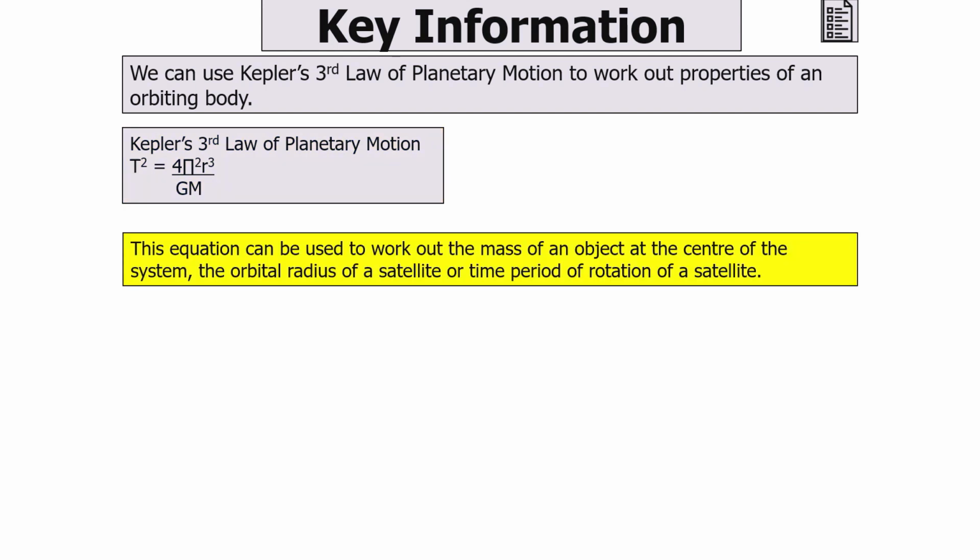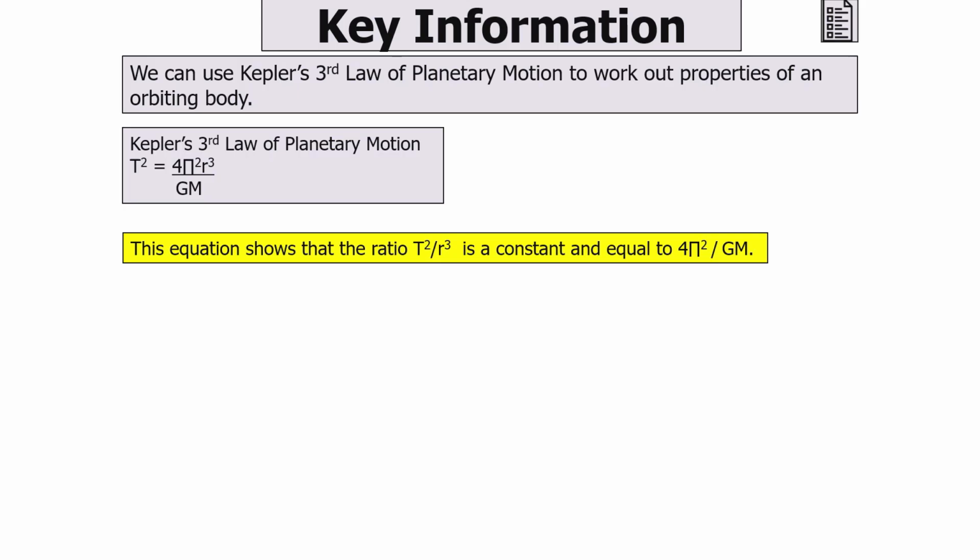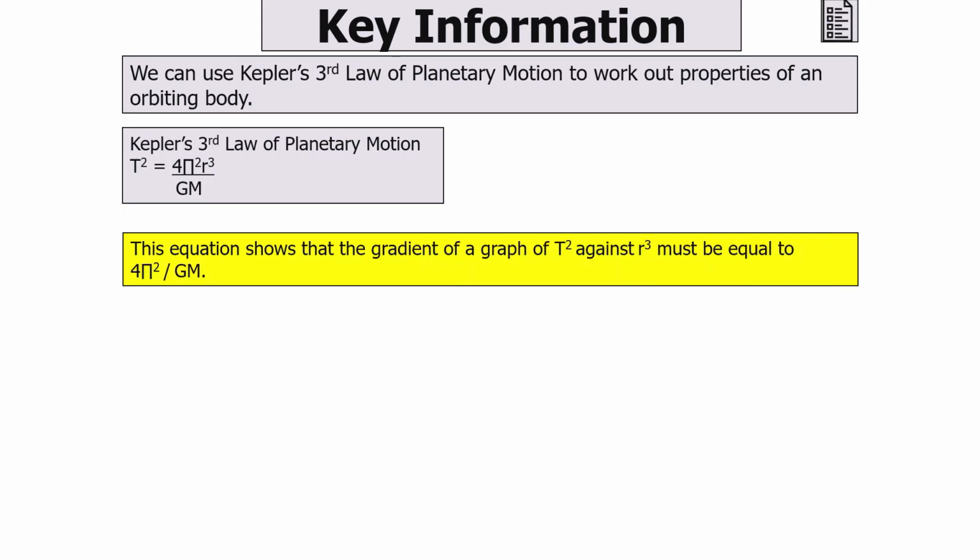Now this equation can be used to work out the mass of an object at the centre of the system, the orbital radius of a satellite, or the time period of rotation of a satellite. This equation shows that the ratio of T squared over r cubed is a constant and equal to 4 pi squared over GM. And it also shows us that the gradient of a graph of T squared against r cubed must be equal to 4 pi squared over GM.